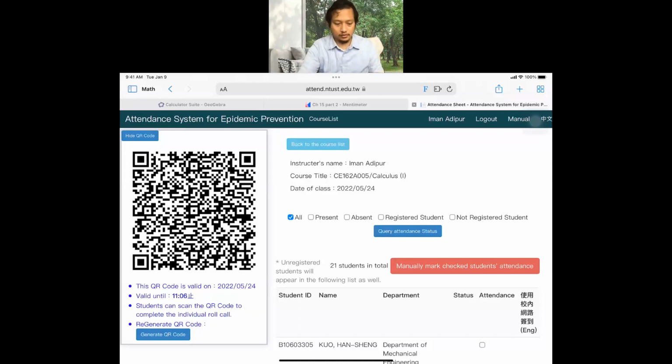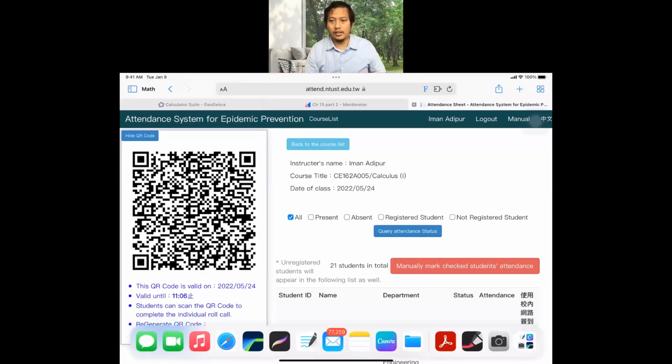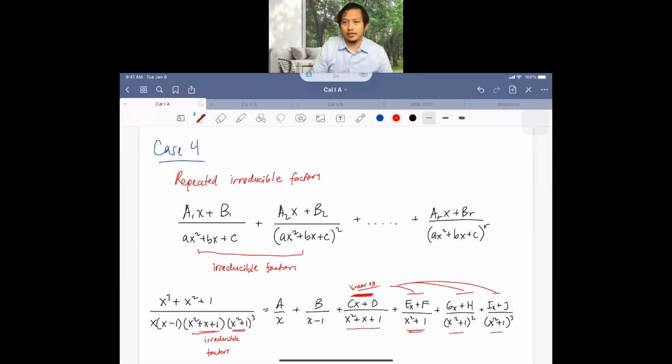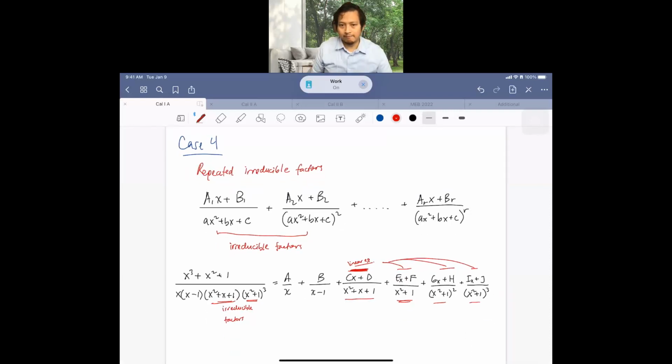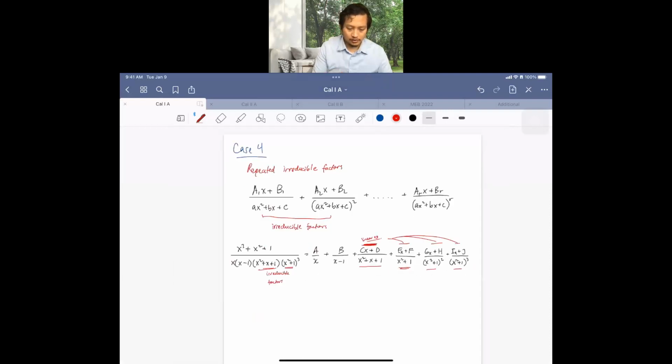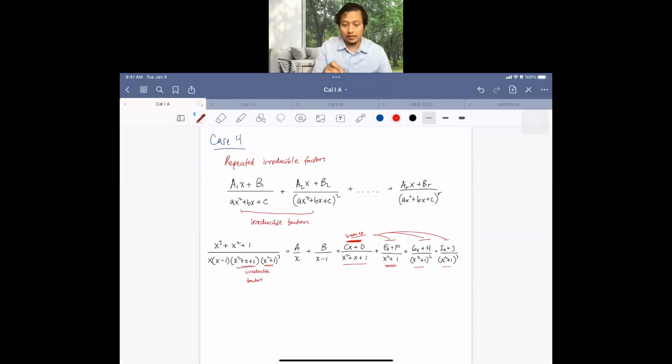Okay, we can continue. Any questions from the partial fractions? I hope everything is clear. Clear enough? I think we can just continue to the next section.